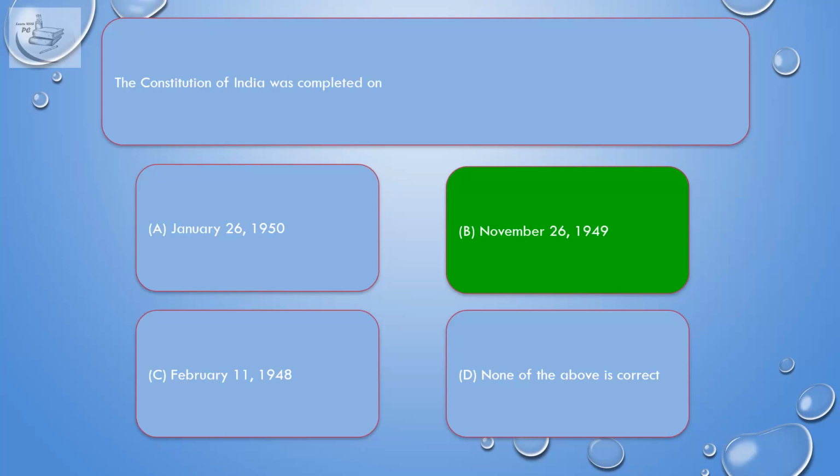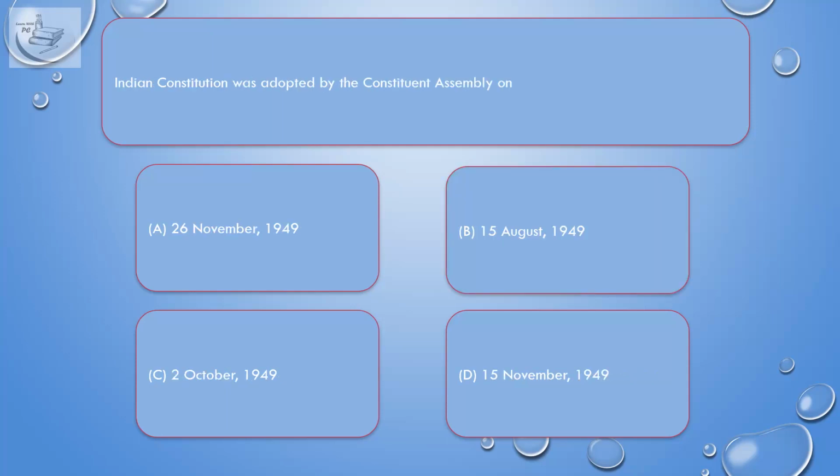Correct answer is B. November 26, 1949. Question: Indian Constitution was adopted by the Constituent Assembly on A. the 26th of November, 1949. B. the 15th of August, 1949. C. the 2nd of October, 1949. D. the 15th of November, 1949.